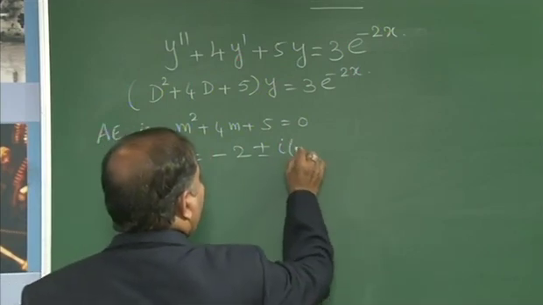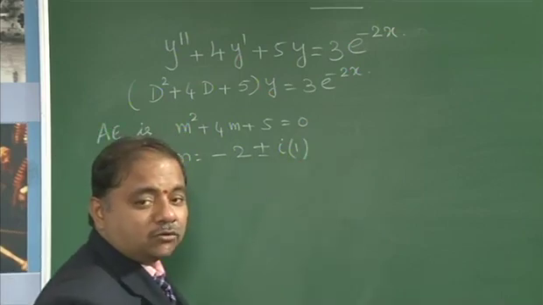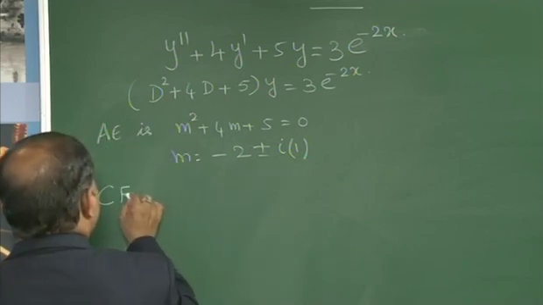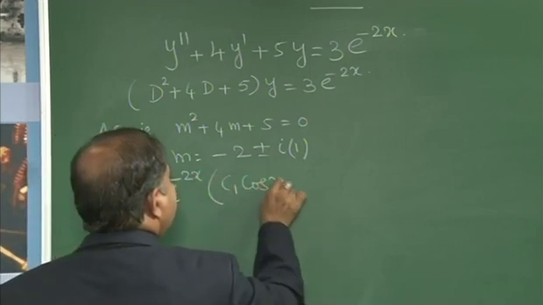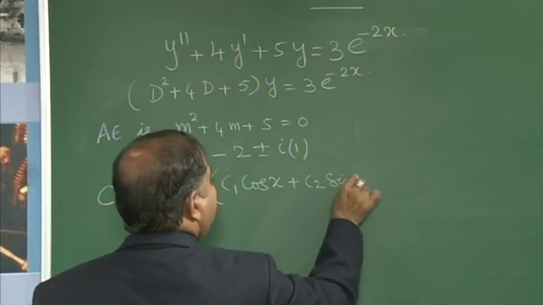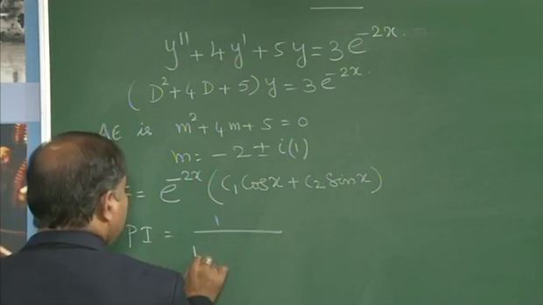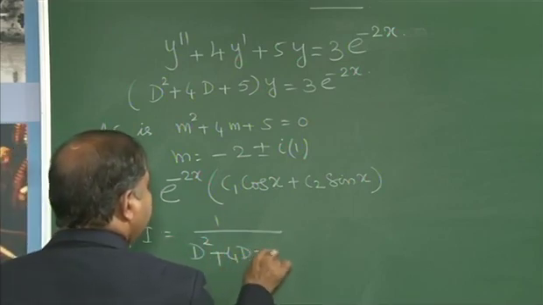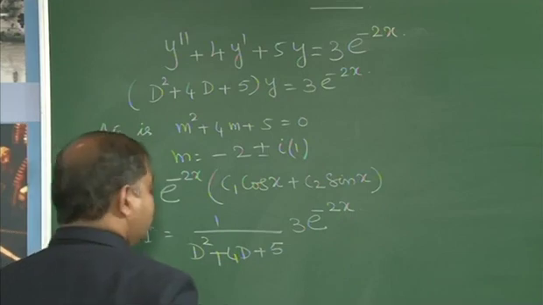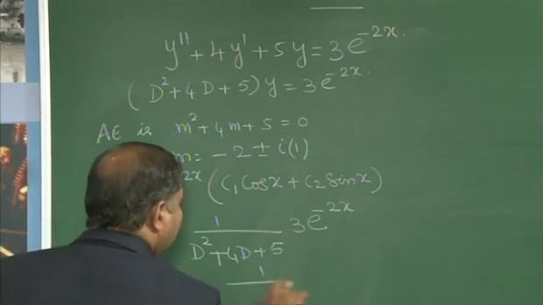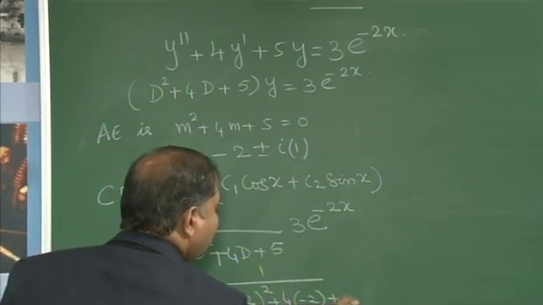I already told you, only i. Please write the coefficient as 1: m1 plus or minus i m2. What is my CF? e power minus 2x (C1 cos x plus C2 sin x). Particular integral: 1 by D square plus 4D plus 5, 3 e power minus 2x. 3 is a constant, keep it aside. 1 by minus 2 whole square plus 4 into minus 2 plus 5.